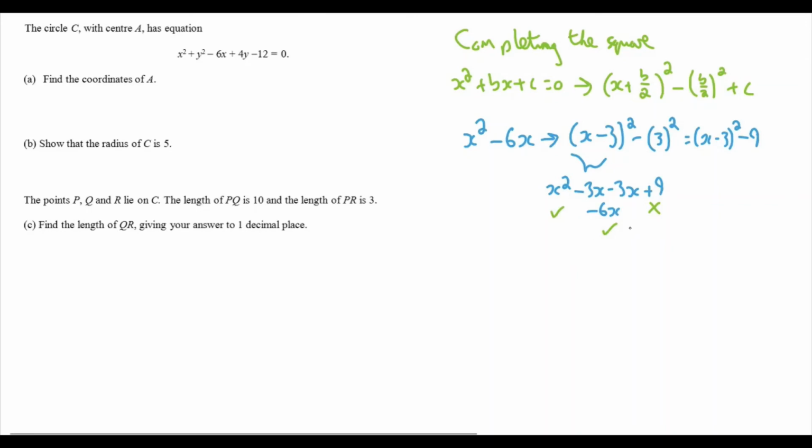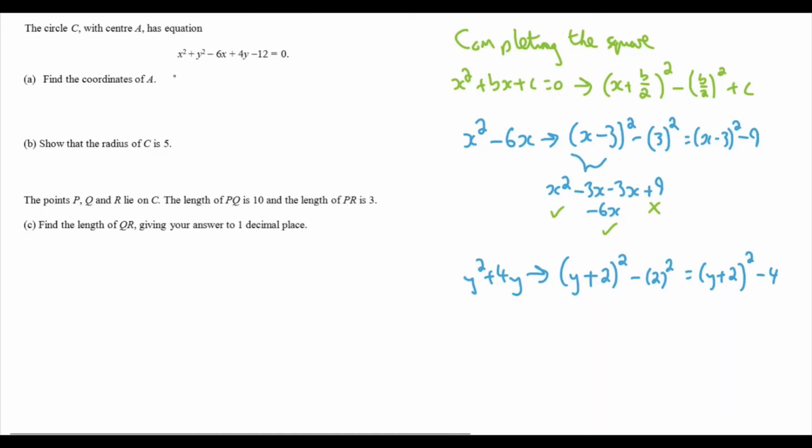If we now do a similar thing for the y's, you've got your y squared plus 4y. So if we put that in brackets, you've got y, and half of 4 will be 2, square that. Take away 2 squared, you get y plus 2 squared minus 4. For the same reason, if you expanded this, you'd get y squared plus 4y, but then some extra 4 at the end that you want to get rid of.